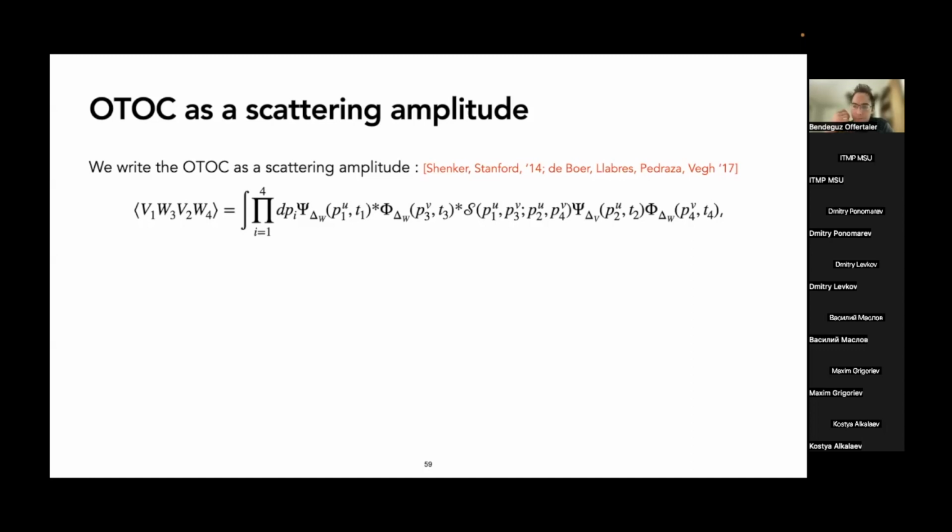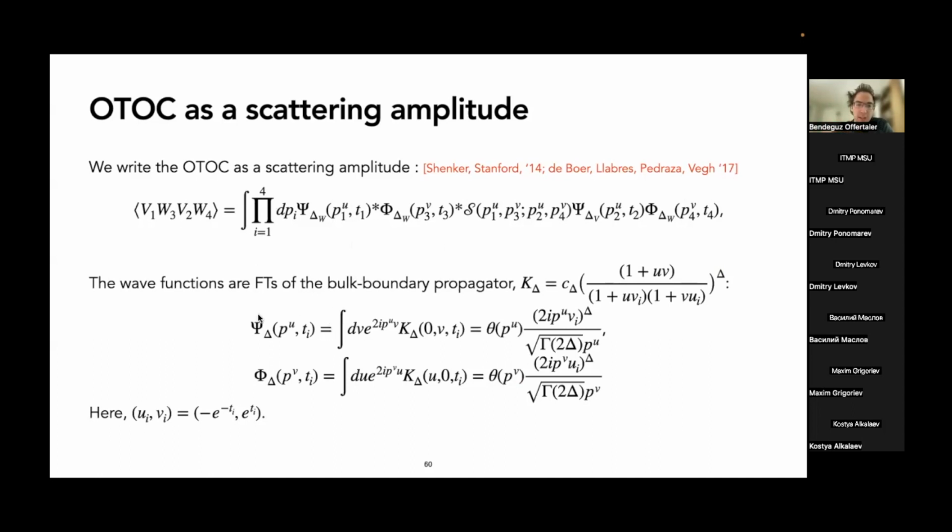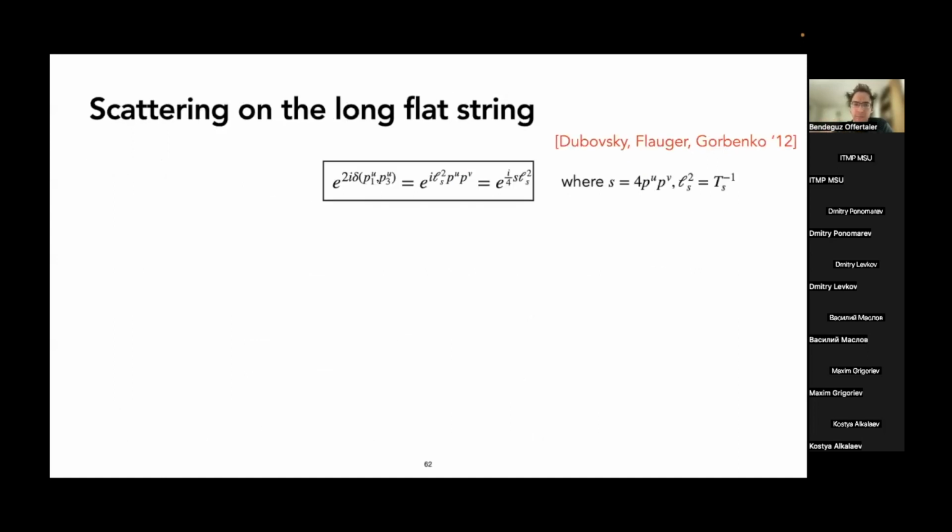So to turn this previous picture into a precise formula for the OTOC, we write the OTOC as some overlap of wave functions for the in and out states with this scattering matrix in Kruskal momentum basis. The wave functions psi and phi are given by Fourier transforms of the bulk boundary propagator. And the S matrix in 2-to-2 scattering in 2 dimensions is diagonal with just a phase shift. And we need to identify what the phase shift should be. The phase shift that we should use, and that produces the correct result for the double scaling limit of the OTOC, is the phase shift for scattering on the infinitely long string in flat space that was derived by Dubovsky, Flauger, and Gorbenko.